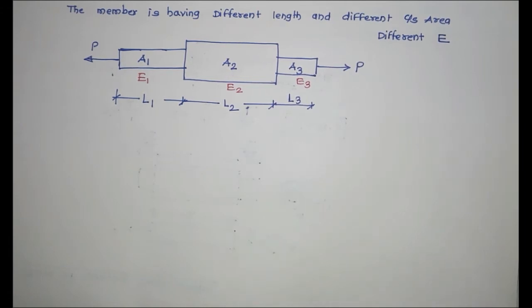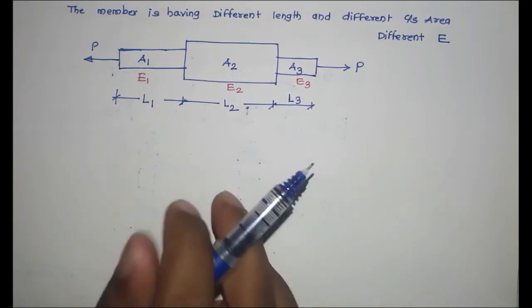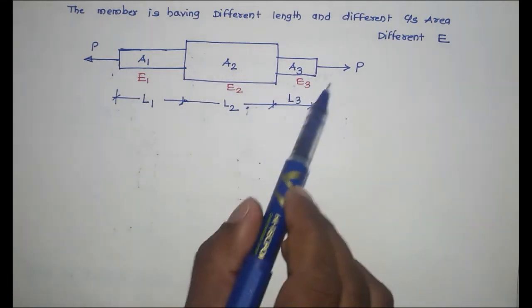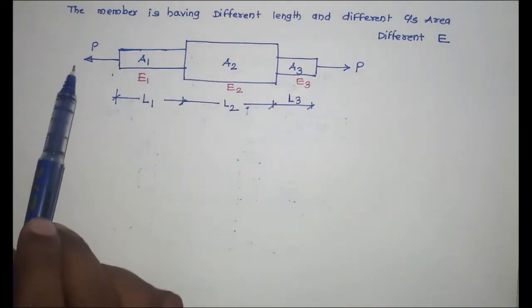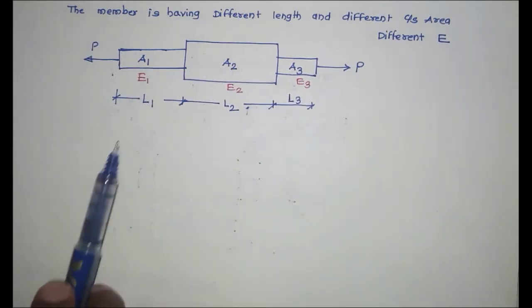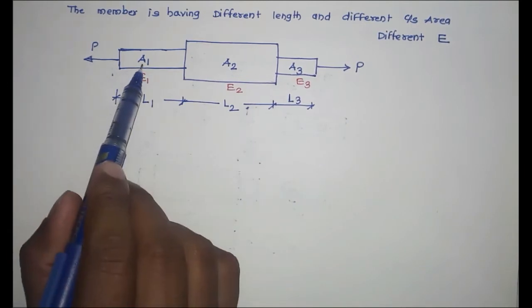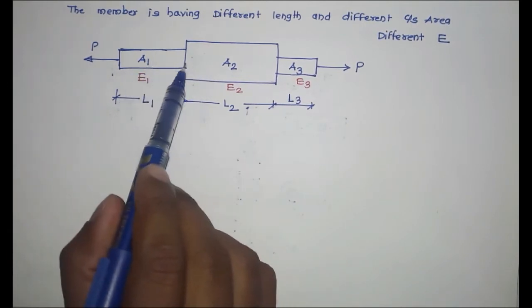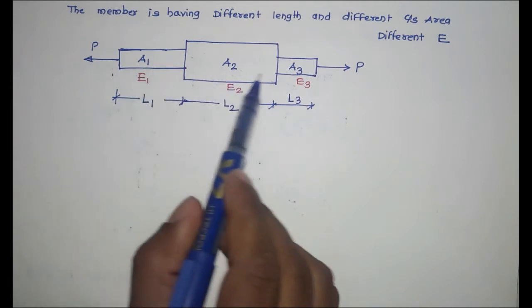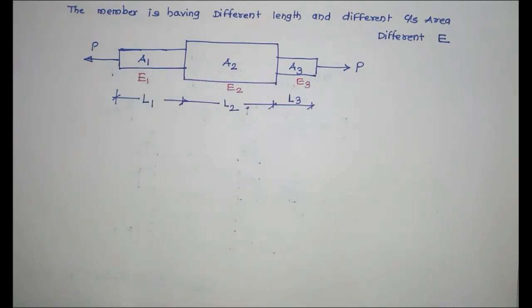Now based on this we will try to understand what will happen to the change in length. For this we have to understand the principle of superposition. What does that mean? The principle of superposition says that the total change in length of this entire object because of the force P is equal to the sum of the individual changes in length of these individual members because of the application of force P.